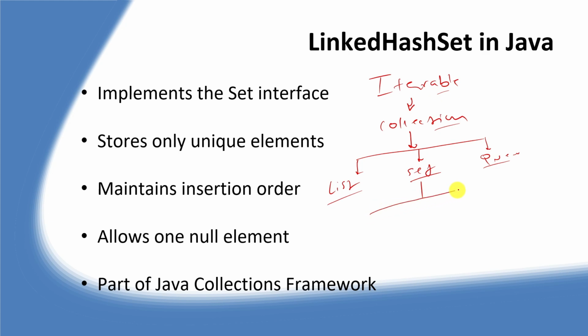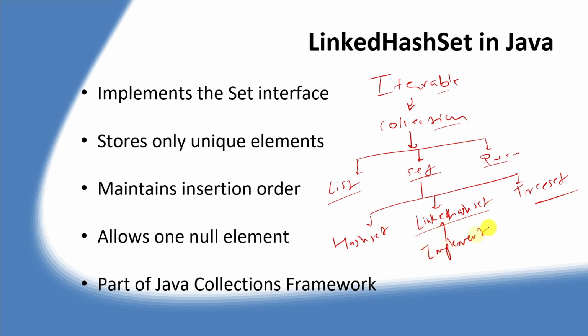Now the Set interface has implementation classes. One is HashSet, another one is LinkedHashSet, and the last one is TreeSet. So these are the implementation classes. Why are we saying implementation classes? Because these are the classes which implement the Set interface. That's why we are calling them implementation classes.